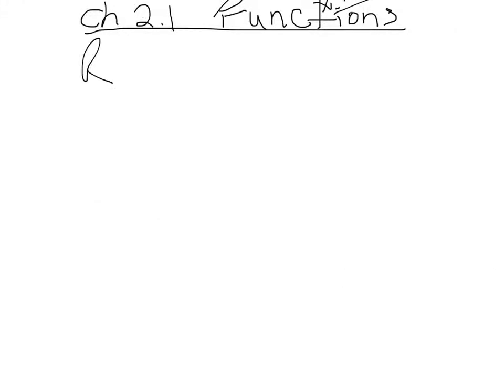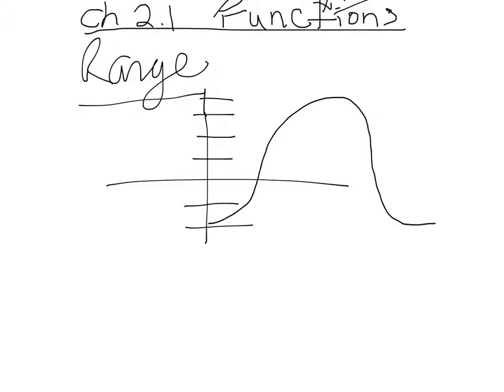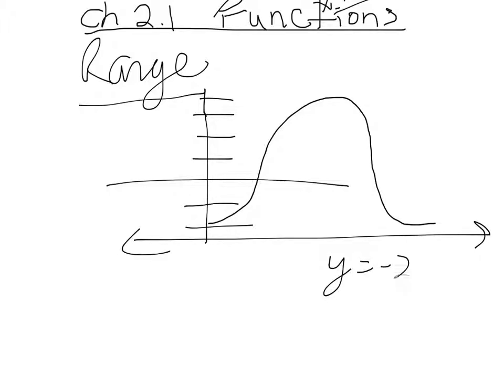And then lastly is the range of the function. The range is just the lowest point to the highest point. So if you had a function that goes up to 4 and then goes down to -2, the lowest point is at this line right here, when y equals -2, and the highest point is up here, when y equals 4. So you would say the range of this function is from -2 to 4.